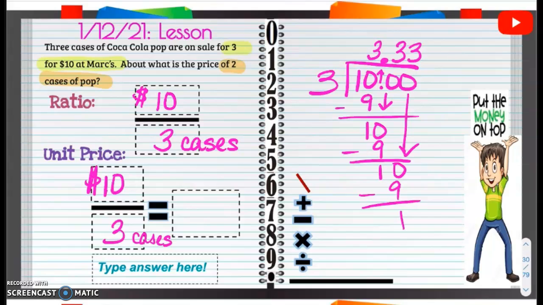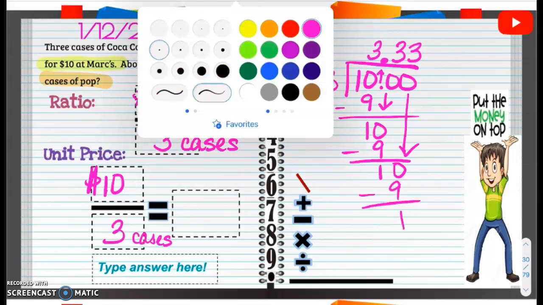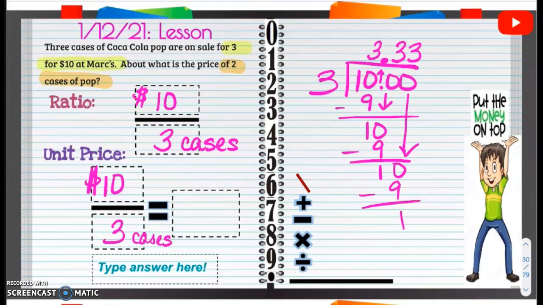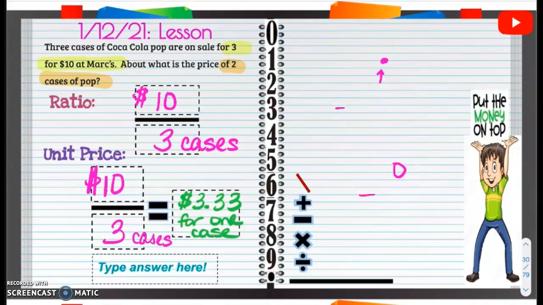So it is going to be $3.33. We're going to stop after that second decimal. So $3.33. Oh, I'm sorry. That's for 1 case. For 1 case. Now we need to figure out how much it's going to cost for 2 cases.